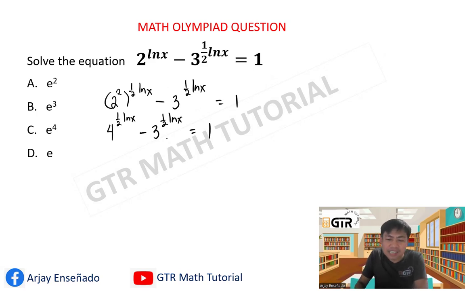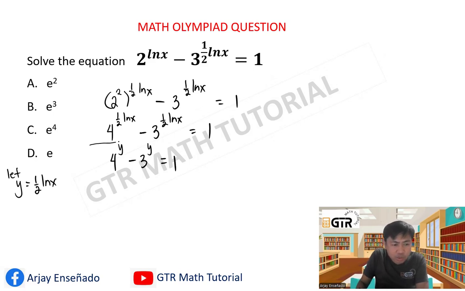To make this simpler, let's let y equal the exponent, 1/2 ln x. Let's substitute y for the exponent. So we have 4 to the y minus 3 to the y that is equal to 1.